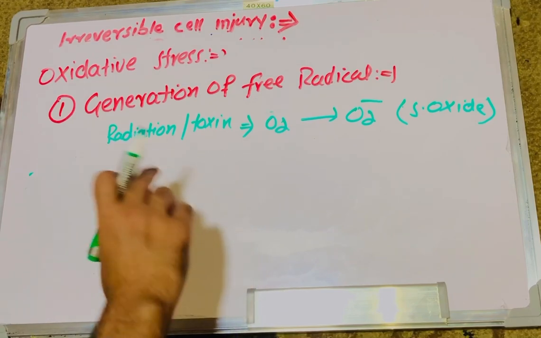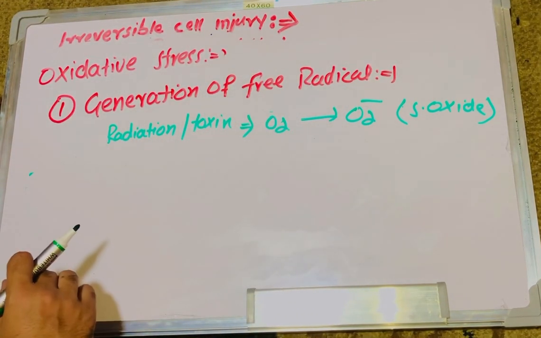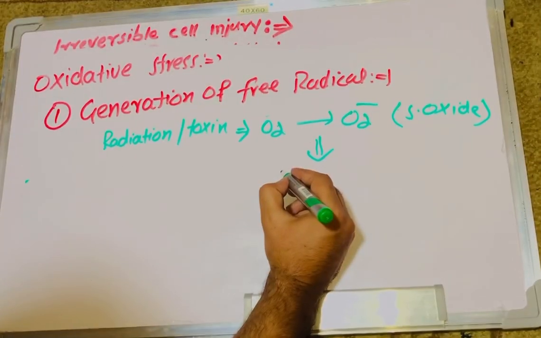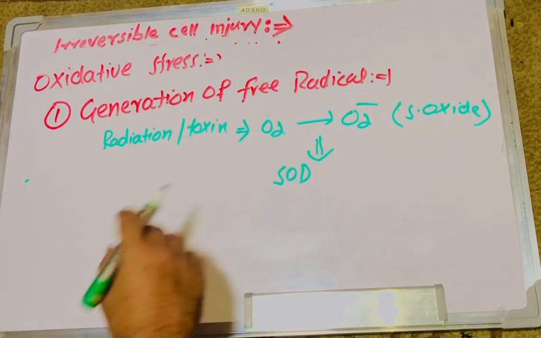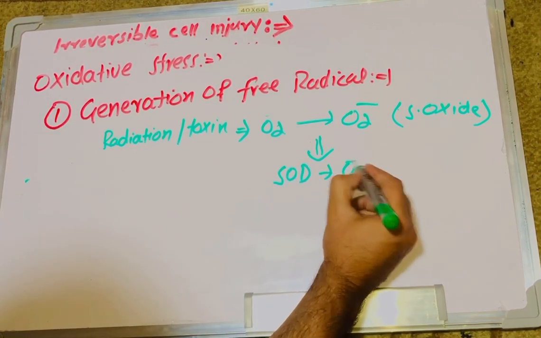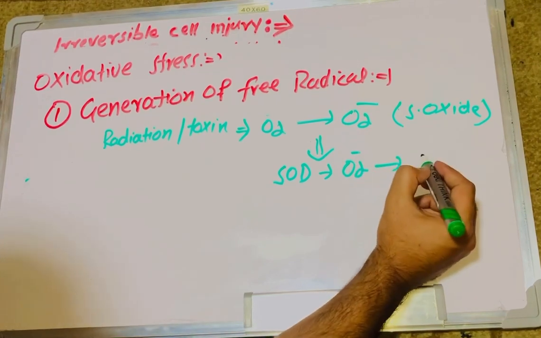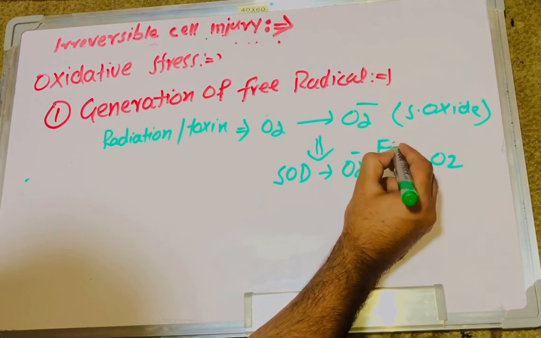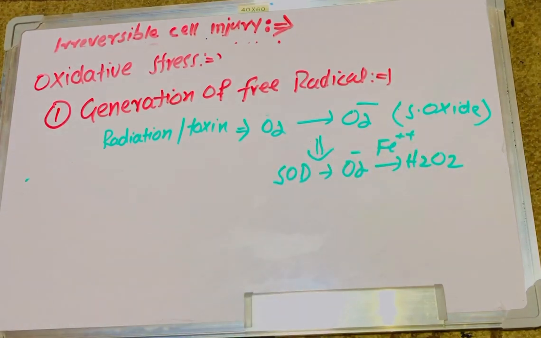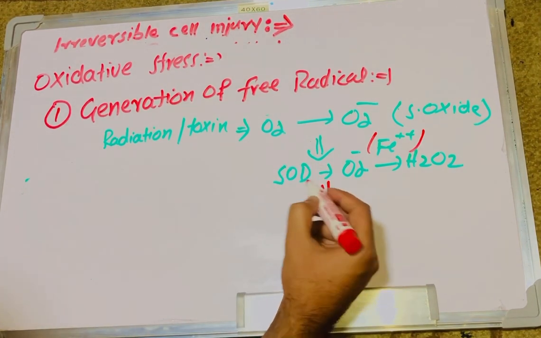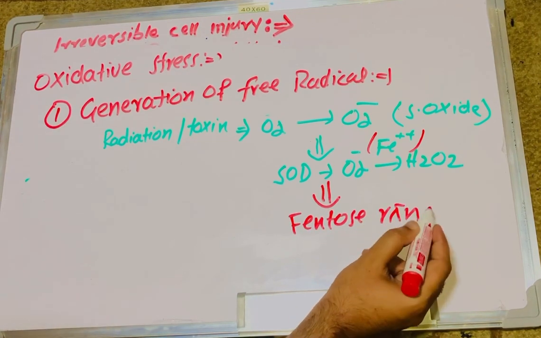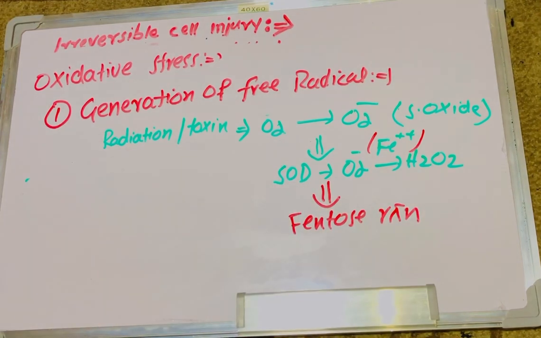Radiation or any type of toxin leads to the conversion of oxygen molecule into superoxide. Then an enzyme called superoxide dismutase comes and converts superoxide into hydrogen peroxide. In the presence of iron, this is most important, this reaction is called the Fenton reaction.